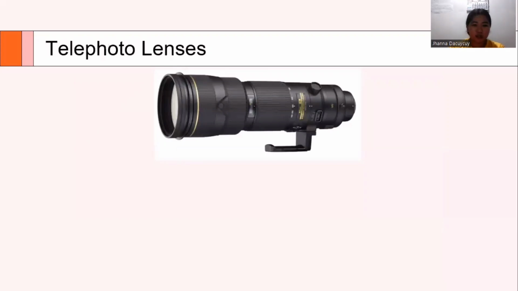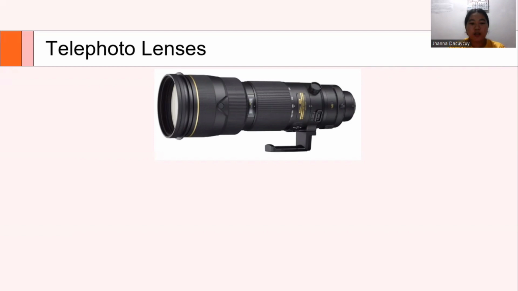Next is the telephoto lenses. It is a long focus lens that narrows the field of view and magnifies the scene for a closer view. It makes the subject appear closer than it actually is. Unlike the wide-angle lenses, telephoto lenses are heavier, larger, and less convenient to carry around, but they are ideal for situations where you cannot or don't want to get close to the subject.